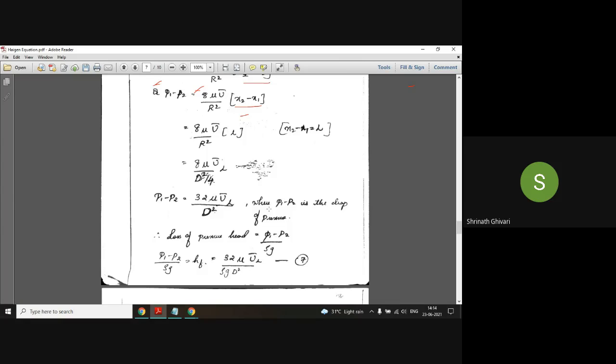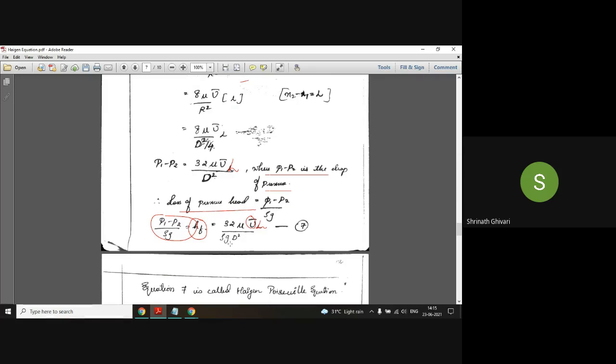where p1 minus p2 is the drop of pressure, and loss of pressure head is given by what? p1 minus p2 by rho g equal to hf, that is head loss due to friction, equal to 32 mu u bar L divided by rho g d square. So this is the complete equation. This is U bar, capital L. Complete L, not U bar L; u bar is average velocity. So this is the final expression. Equation 7 is the final expression for the Hagen-Poiseuille equation.